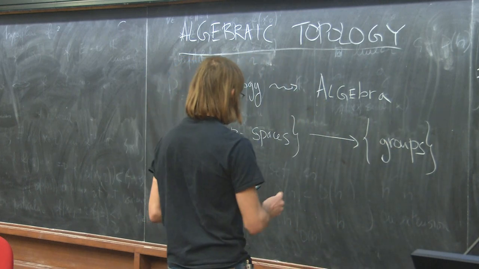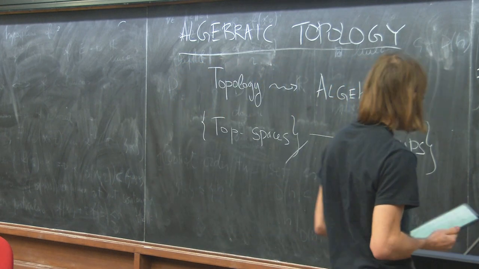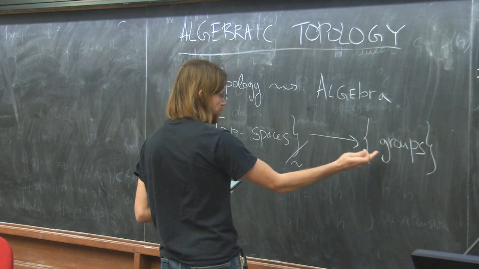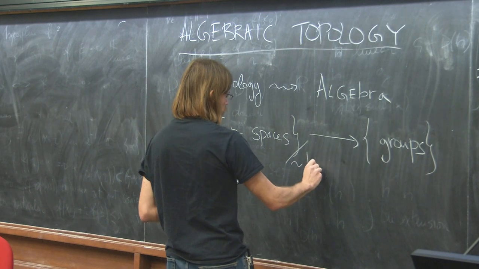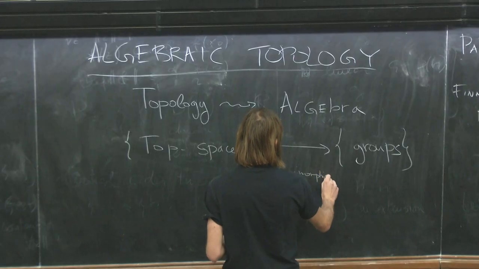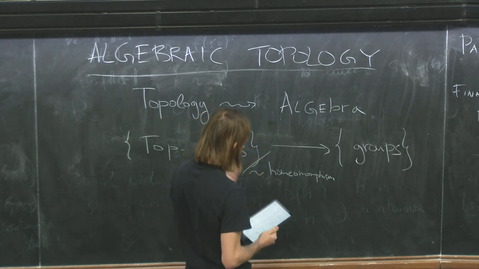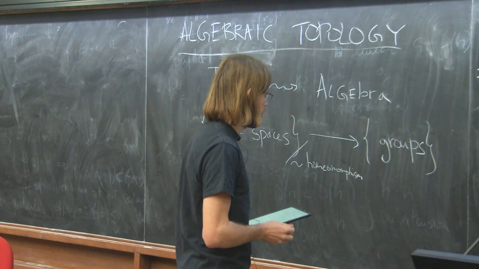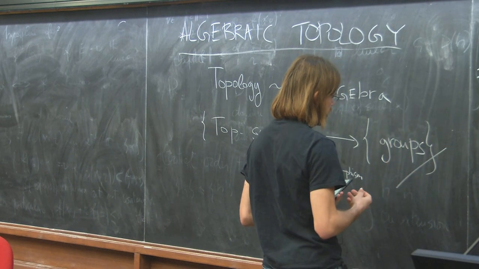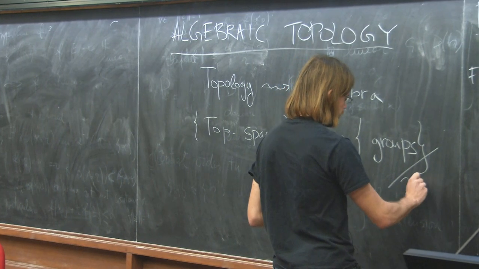But we want the result to be what we call a topological invariant. So the result is the same for homeomorphic spaces, because we essentially want to treat homeomorphic spaces as equivalent. We want the result of such a map to be the same, again assuming that we treat groups as equivalent if they differ by an isomorphism.